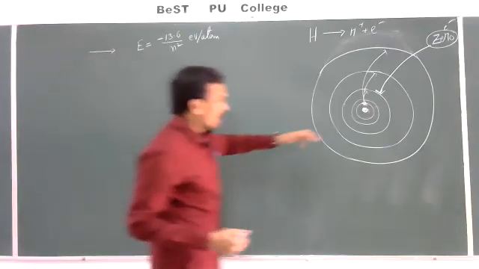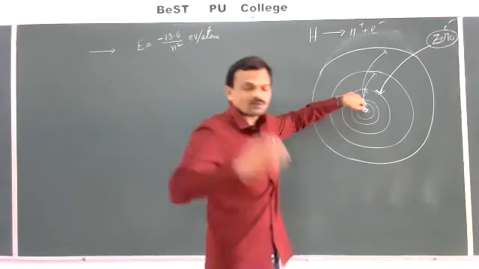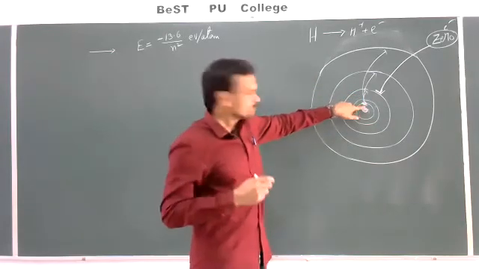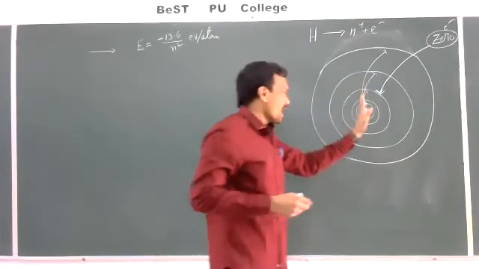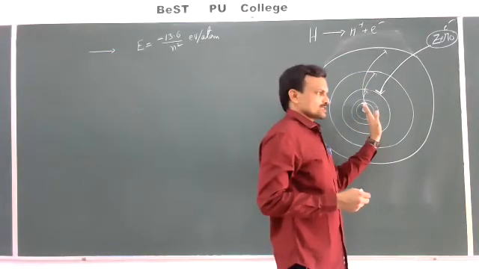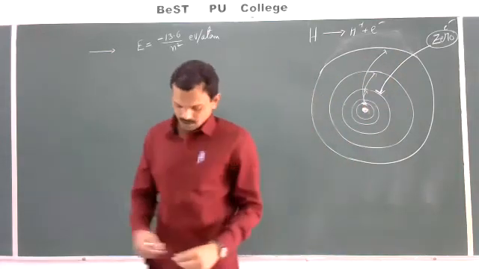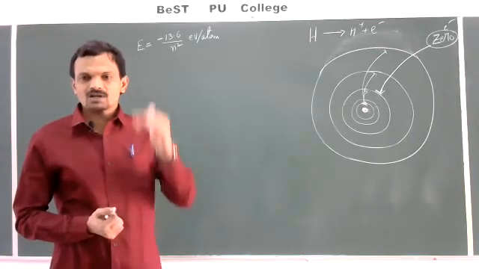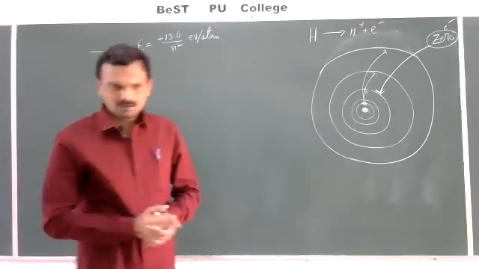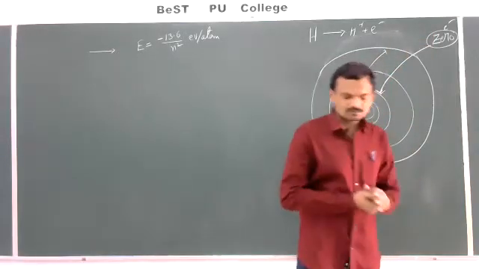See here, if you supply some amount of energy to the electron in the first orbit, then the electron moves from a lower orbit to a higher orbit. That means as the distance of the electron from the nucleus increases, the energy of the electron increases. When it is at infinite distance, it is taken as 0.